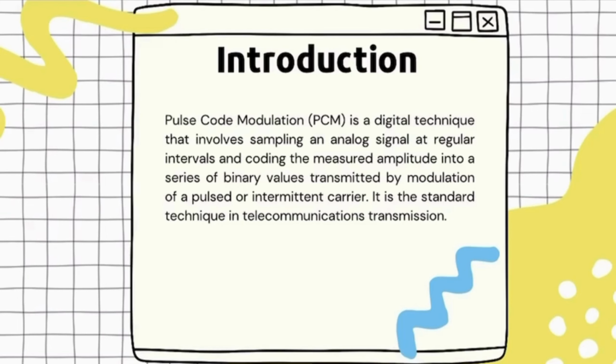So for the introduction, pulse code modulation or PCM is a digital technique that involves sampling an analog signal at regular intervals and coding the measured amplitude into a series of binary values transmitted by modulation of a pulse or intermittent carrier. It is the standard technique in telecommunication transmission.